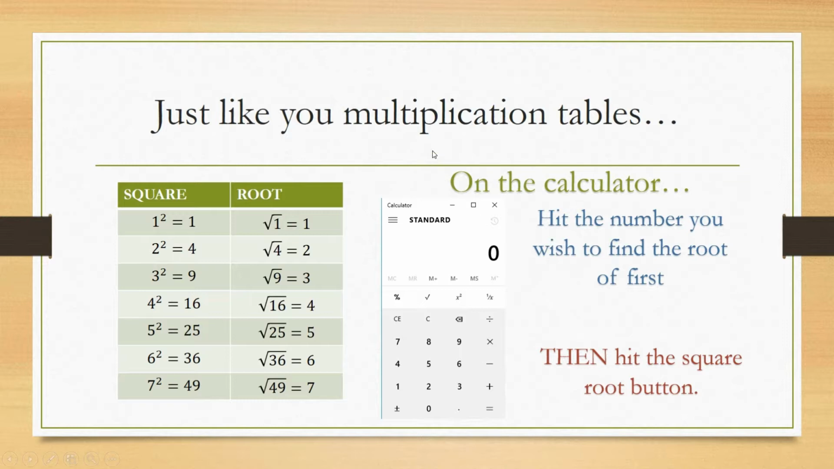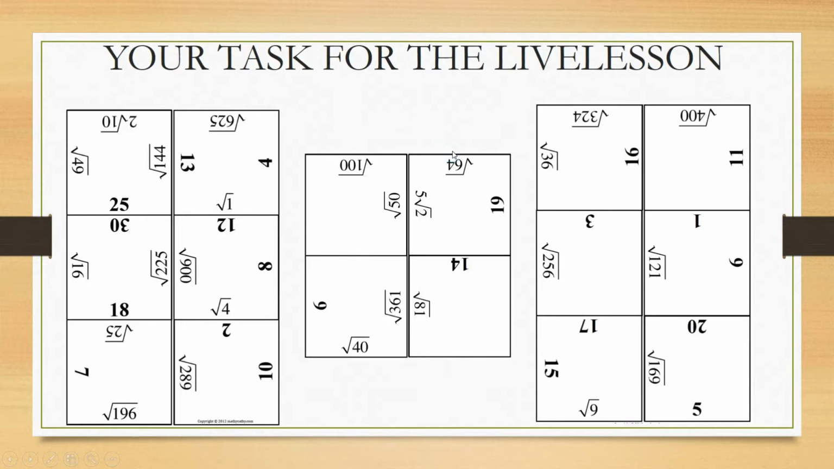Here's your task for today. I will be sending out 3 documents. Or I guess it'll be one document. I think it's in 3, but we'll try to get it into one. They have these squares on them. You have to either write the number as a square root or find what the square root equals.